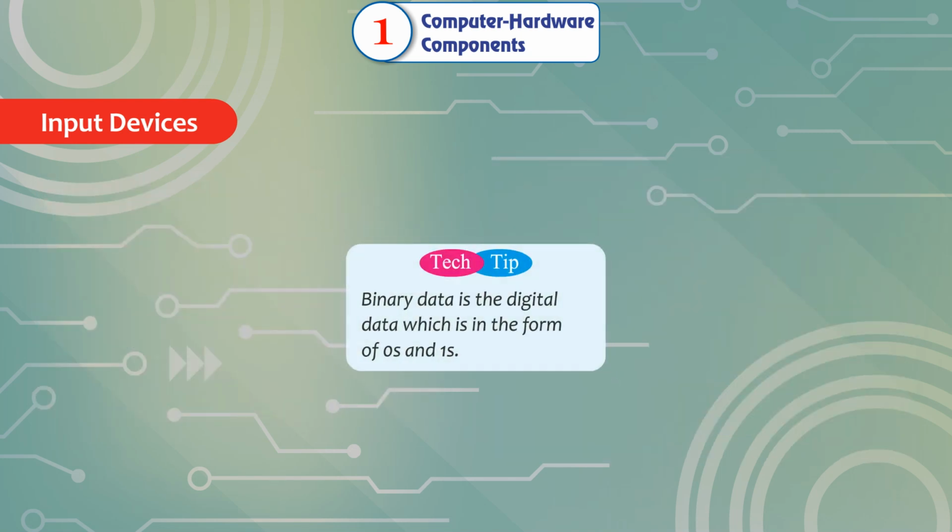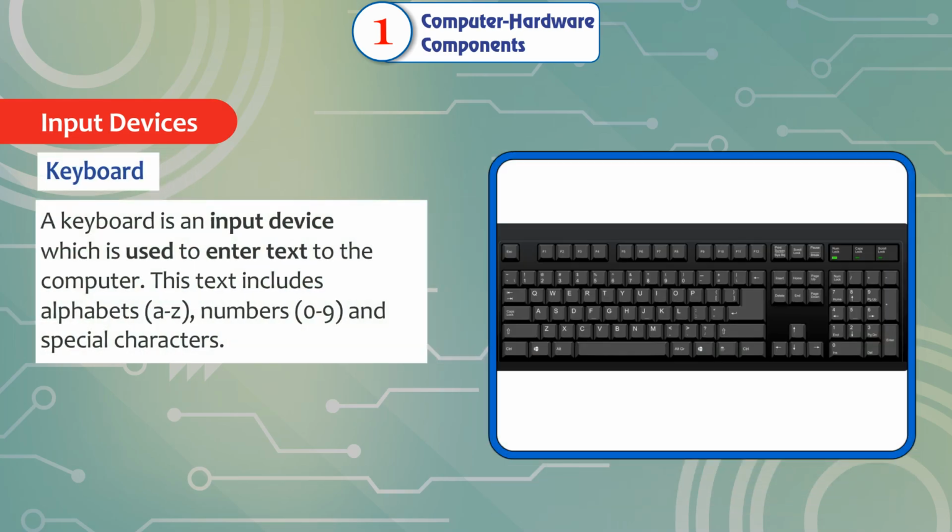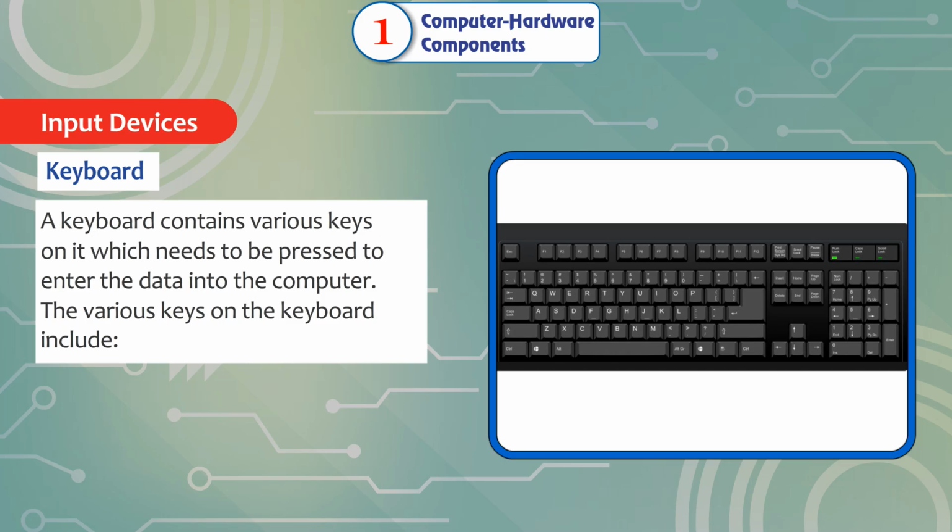Tech tip: binary data is the digital data which is in the form of 0s and 1s. Keyboard. A keyboard is an input device which is used to enter text to the computer. This text includes alphabets A-Z, numbers 0-9, and special characters. A keyboard contains various keys on it which need to be pressed to enter the data into the computer.